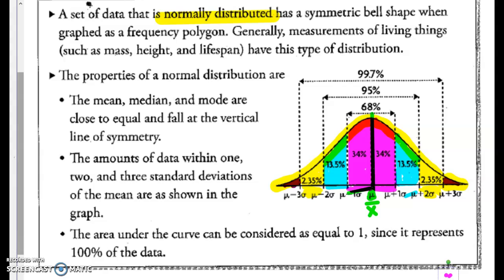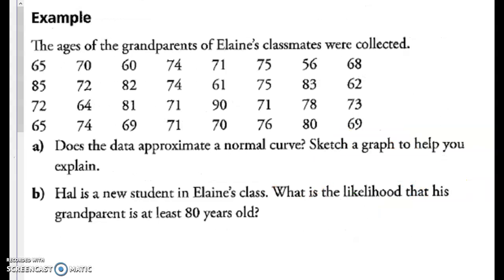Oh, sorry, the last bullet. The area under the curve can be considered as equal to 1, right? It represents 100% of the data. So we know that 100% of all the data needs to fit into one of these areas under the bell curve. So here's an example. I'm going to pause here.